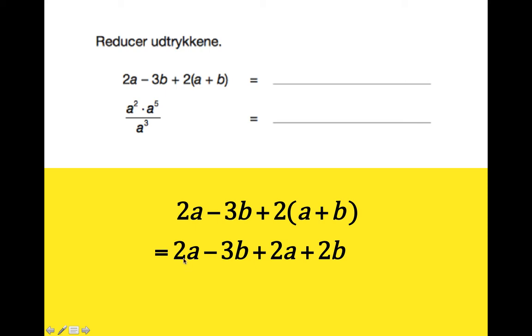This leaves us with a string of a's and b's, which we'd like to simplify. So let's count how many a's and how many b's we've got. We've got 2 a's here and 2 a's here. That makes 4 a's, 4a. And then we've got a minus 3b here, plus 2b here. So altogether that makes minus 1b, or just minus b. So that simplifies to 4a minus a single b.